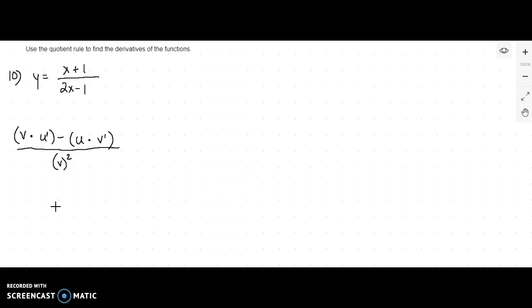Okay, so we're going to start off by labeling each part here. My numerator here is going to be u, and my denominator here will be v. Now we also need to find the derivative of both these parts.